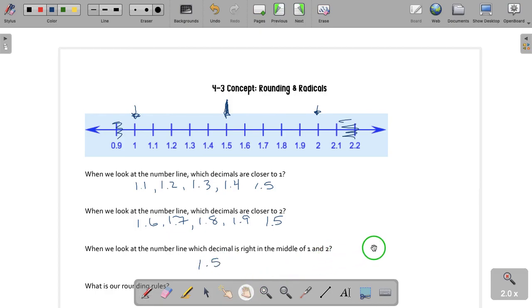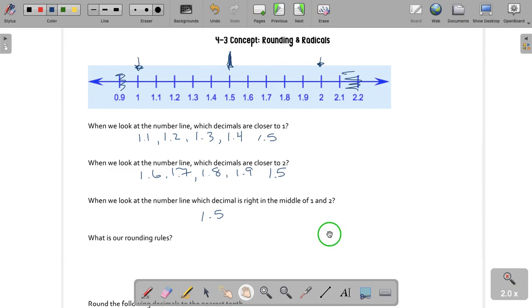Again, if you remember from when you were younger and talking about rounding, it turns out that the 1.5 is actually going to stay in this group right here, the one closer to 2, and it's not going to be part of this group. And that's what our rounding rules are. We had to make a rule. Obviously, 1.1, 1.2, 1.3, they're closer to 1. Obviously, 1.8, 1.9 here, they're closer to 2. The problem is with this one right in the middle.